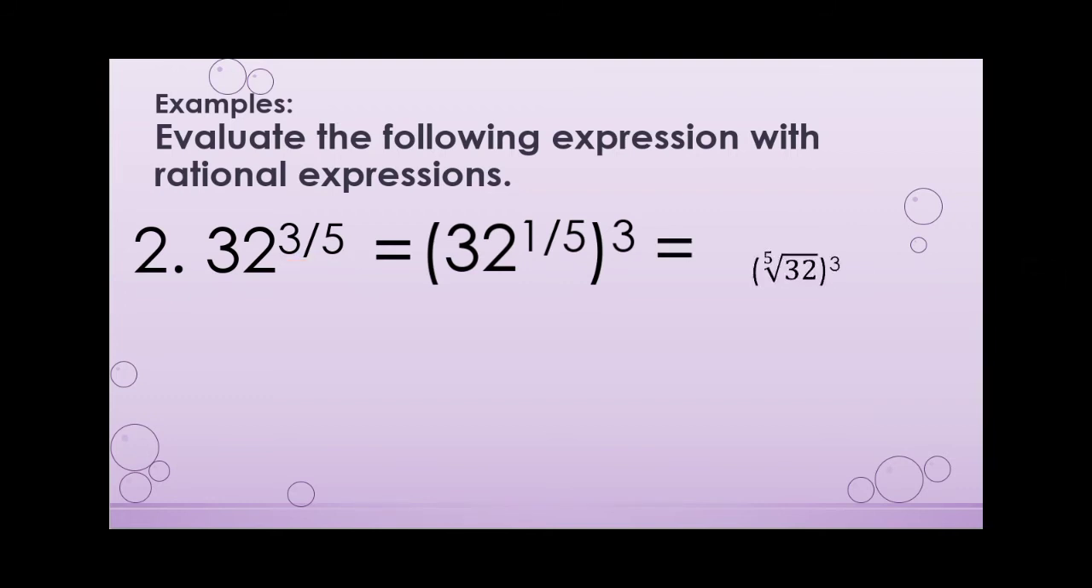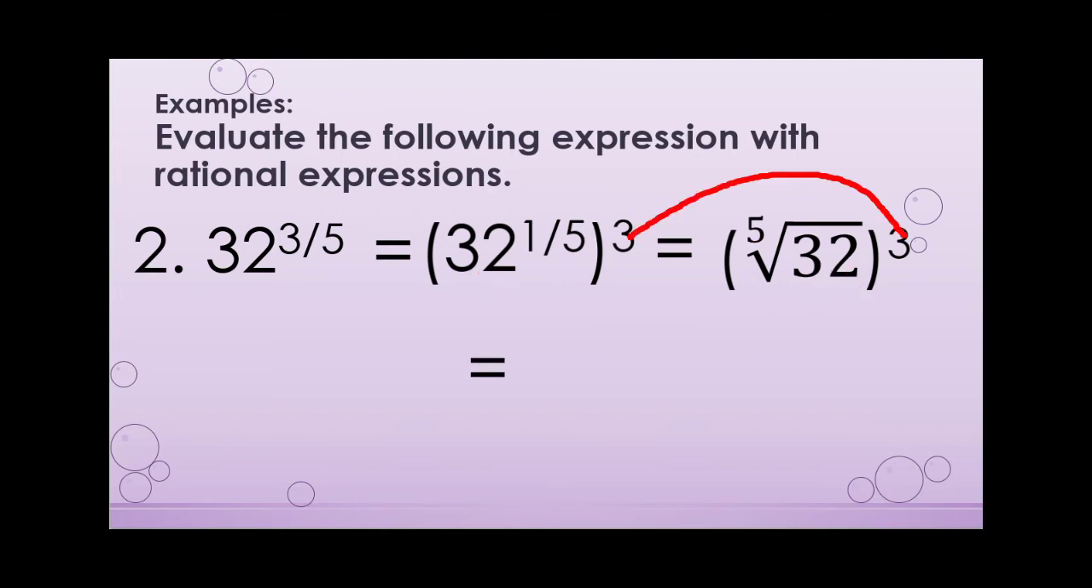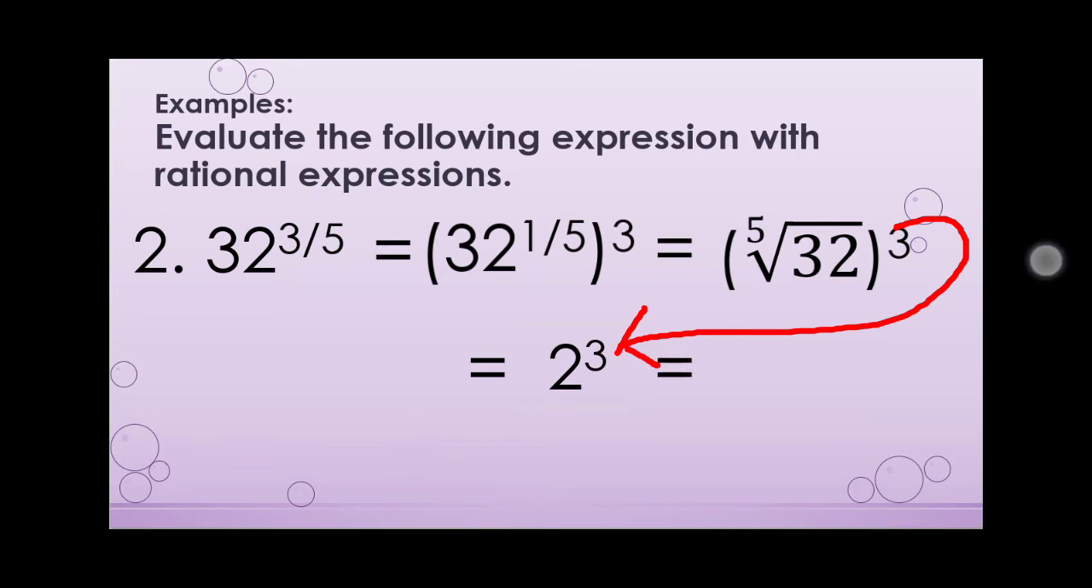So, 5 is the index of the radical, then 32 is the radicand, and the exponent is 3. So, what is the fifth root of 32? It is 2. Then, raise 2 to the third power. And the value of this is 8.